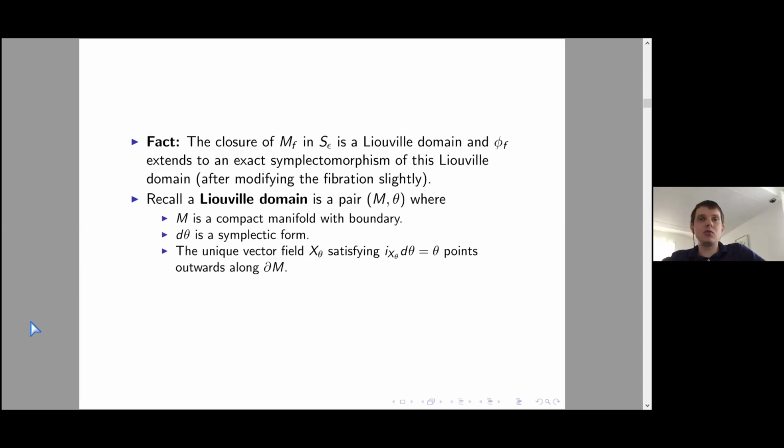Okay, so far, what have we done? We have an isolated hypersurface singularity, and to that we've associated a Liouville domain and an exact symplectomorphism of that Liouville domain. And from that data, we want to study the singularity using this data.